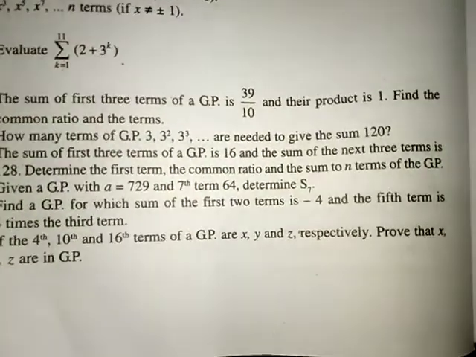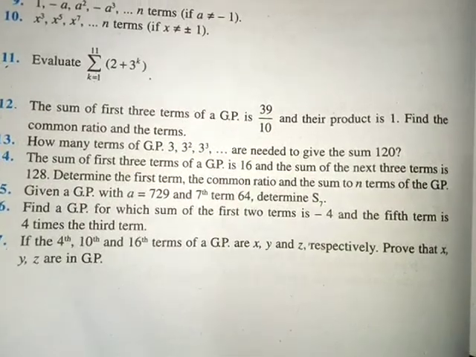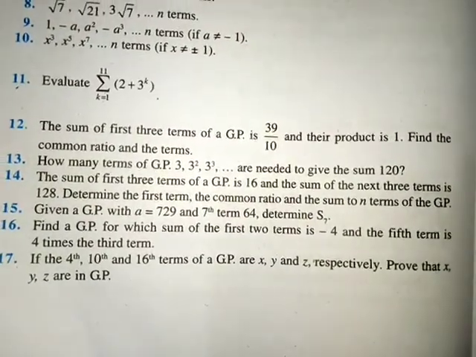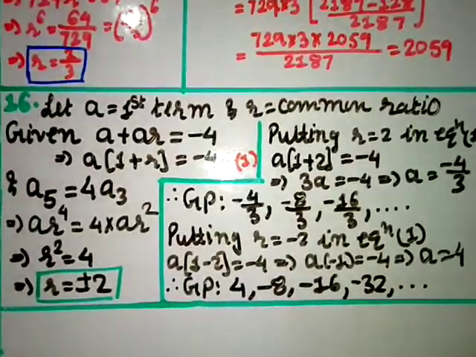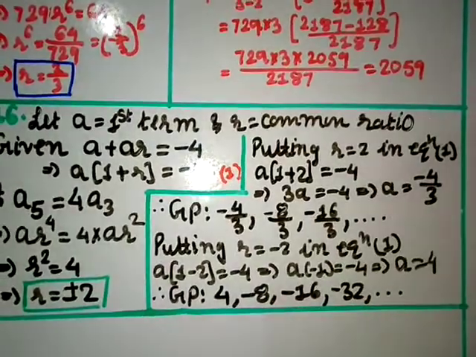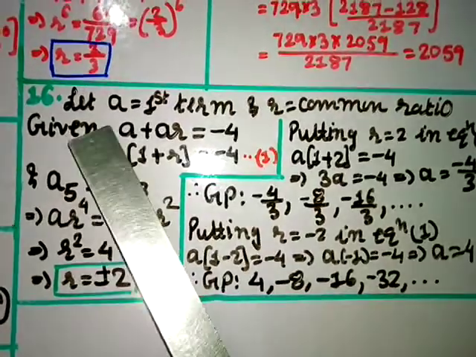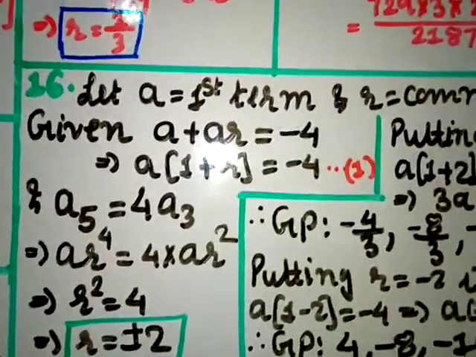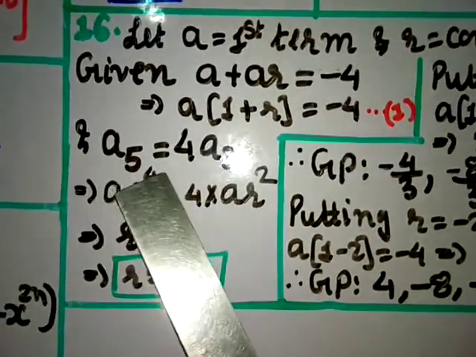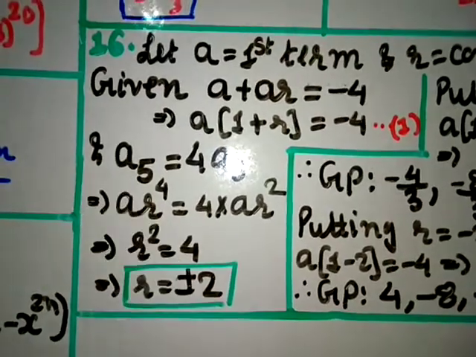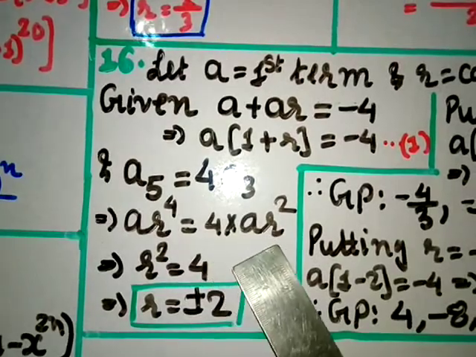Question number 16. Find a GP for which sum of the first 2 terms is minus 4 and the 5th term is 4 times the 3rd term. Let A be the first term and R be the common ratio of the given GP. We are given that A plus AR equal to minus 4. From here you take A common, so you get here A into 1 plus R equal to minus 4. Call it equation 1. Now second condition they have given us is A5 equal to 4 times A3. A5, the formula is A into R power 4 equal to 4 times A3, and A3 is A into R power 2.